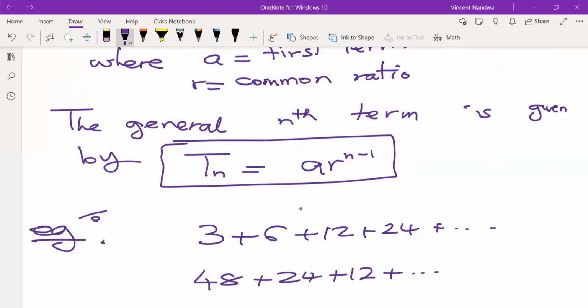Next session, we'll be doing examples on arithmetic sequence and geometric sequence. Thereafter, we'll do examples on arithmetic progression and geometric progression.